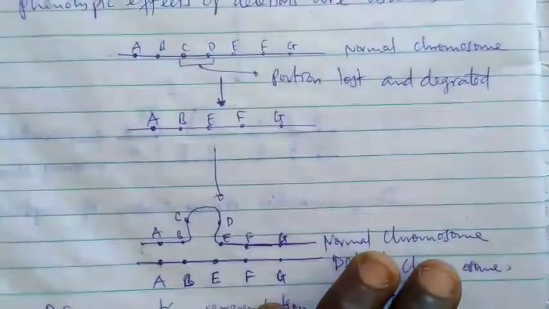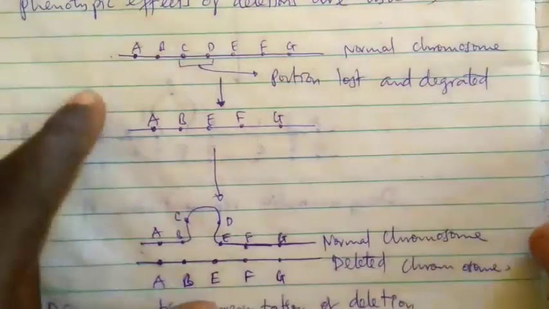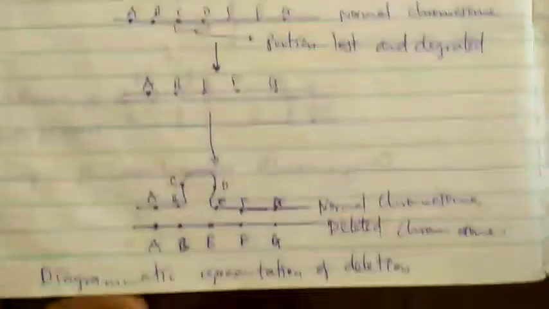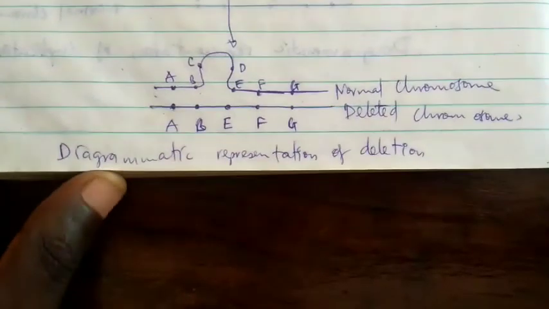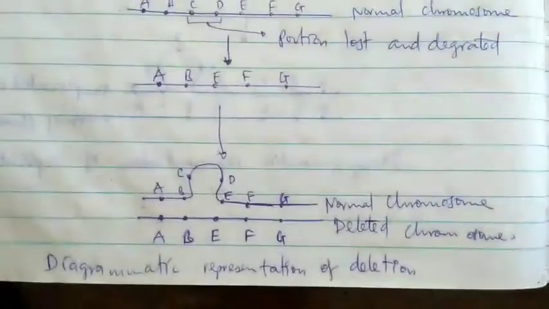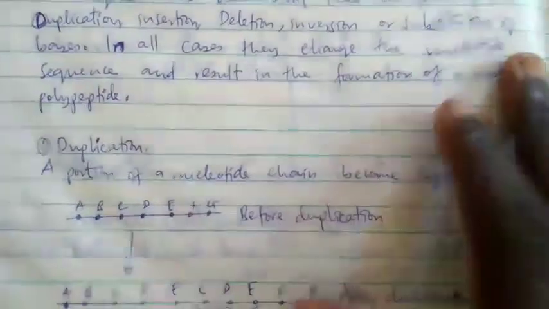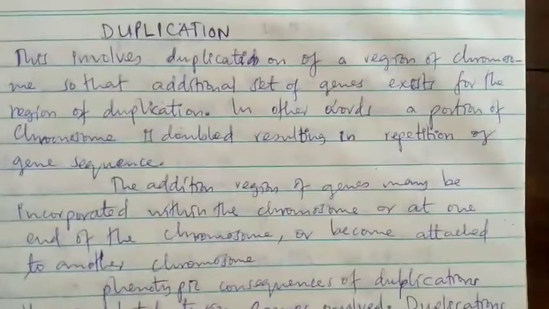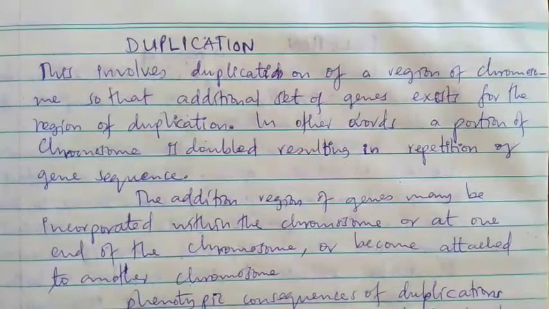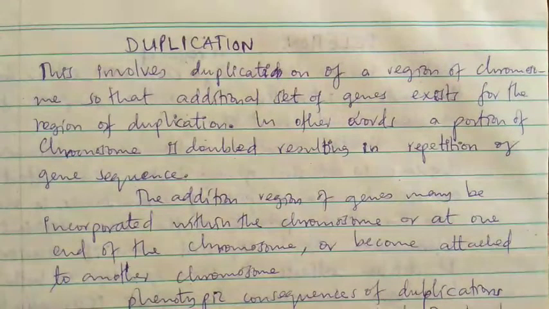The portion CD has been lost and degenerated. But you can also see that the normal chromosome has bent, and after bending, a piece has been lost and deleted. You see? From there we have duplication, which is another form of structural change in chromosomes.